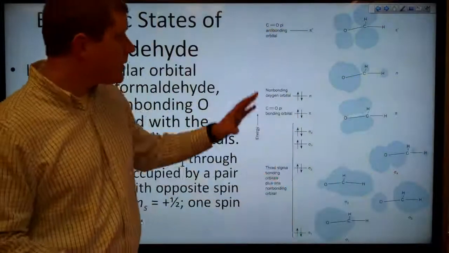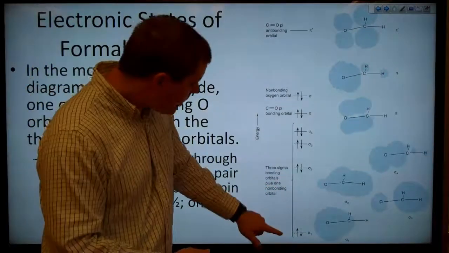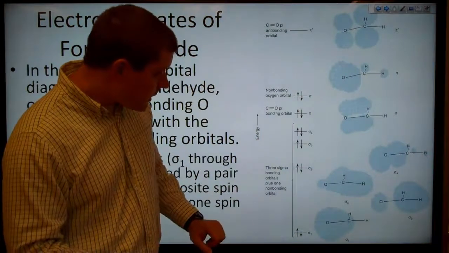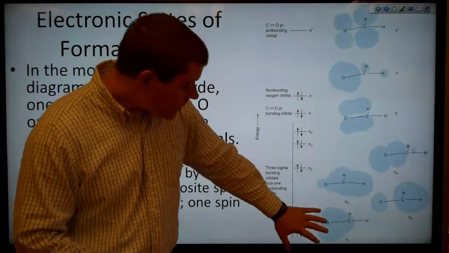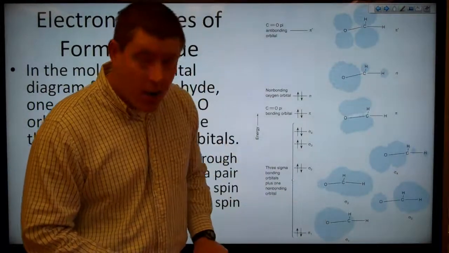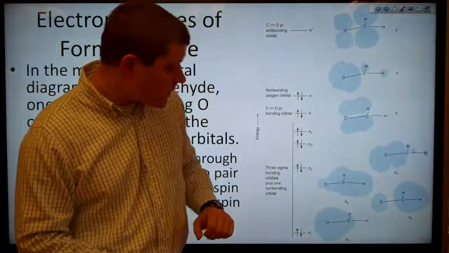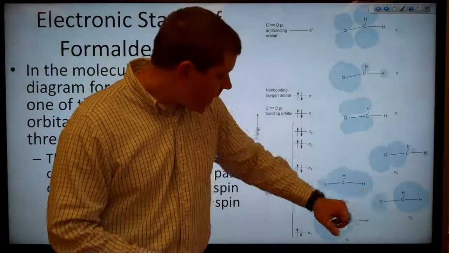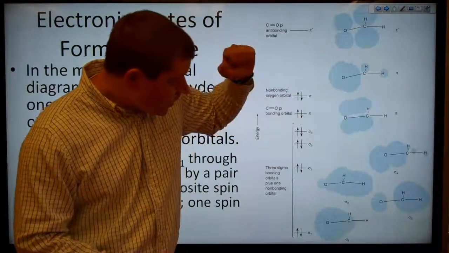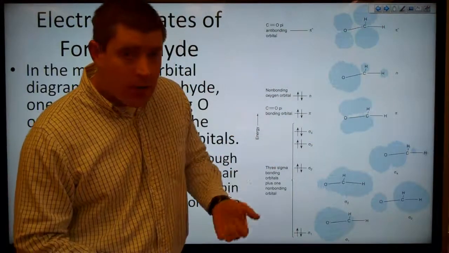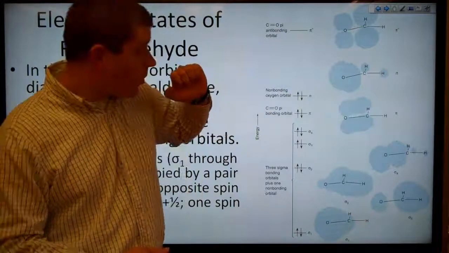So let's look at the molecular orbital diagram for formaldehyde. You can see here we have the three sigma bonding orbitals plus one non-bonding orbital. So we have sigma 1 here, where there's a lot of electron density in between the oxygen and the carbon. We have sigma 2 over here, with a lot of electron density between the carbon and one of the hydrogens. We've got sigma 3 over here, with, again, a good bit of electron density in between the carbon and a hydrogen. Over here, then we have sigma 4, and this is our non-bonding orbital.